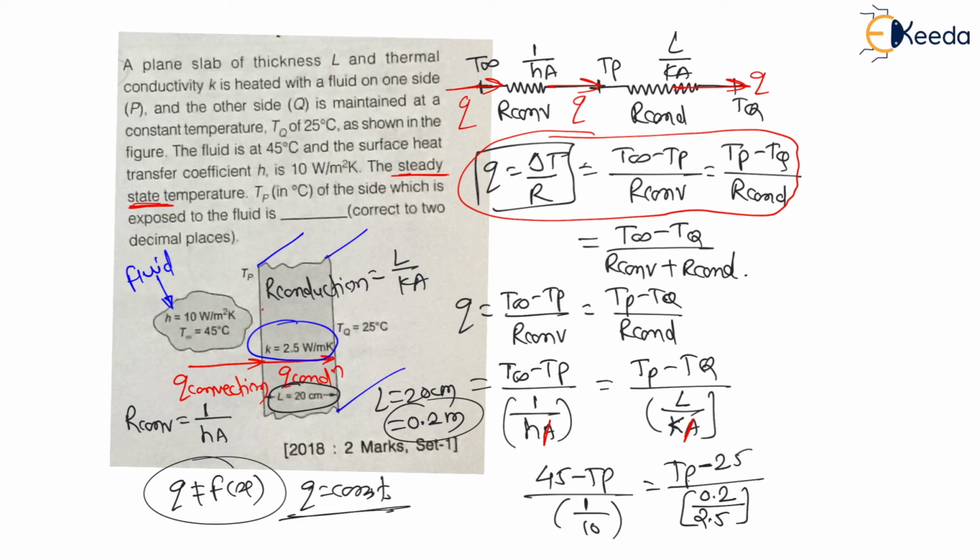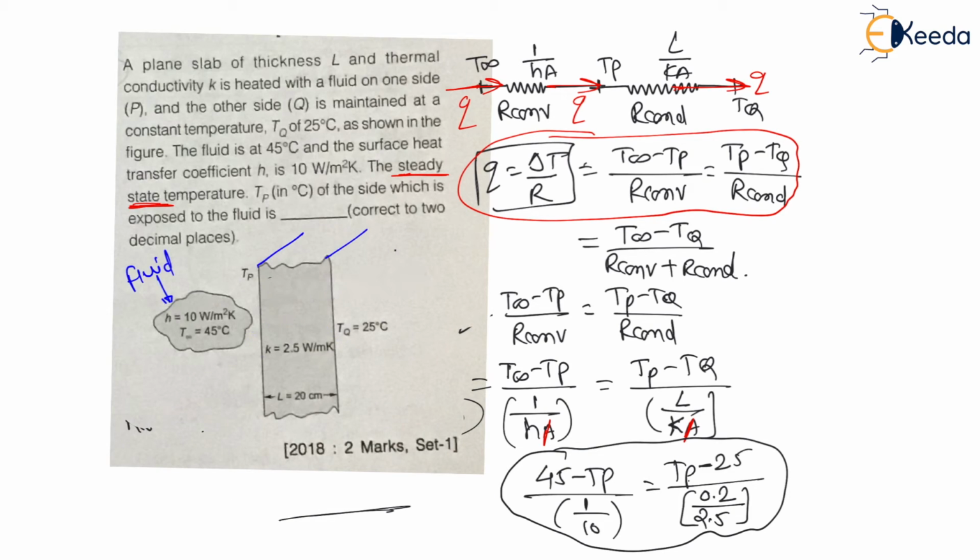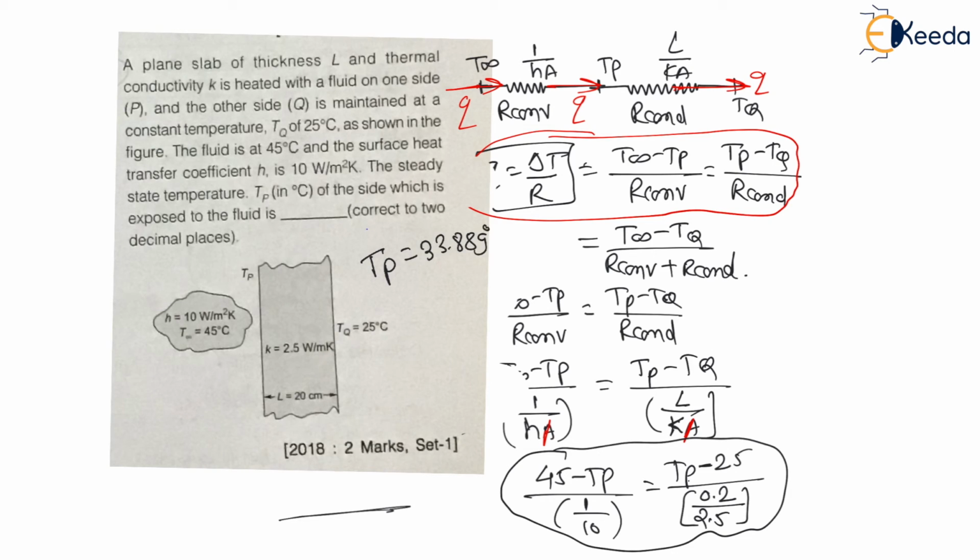Now, my dear students, in this complete equation only Tp is unknown, and as we have kept all temperatures in degrees Celsius, the temperature of P also you will get in degrees Celsius. So let us solve this equation for Tp. It is school level mathematics. Then I will find that Tp will be equal to 33.889 degrees Celsius. This will be the temperature at the P end.